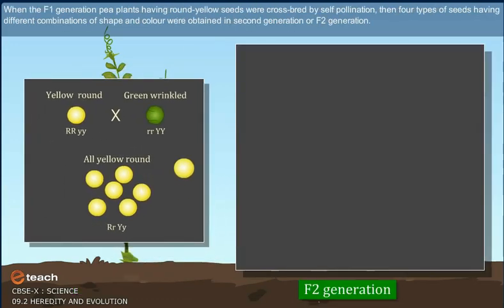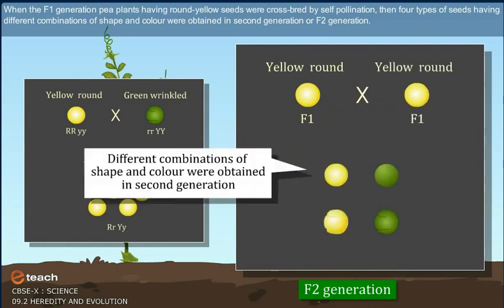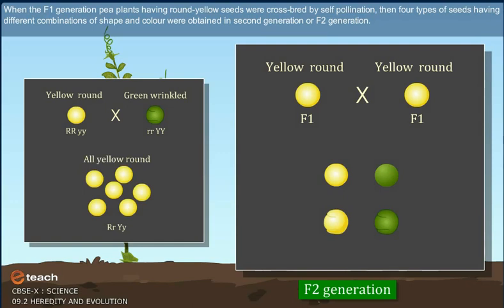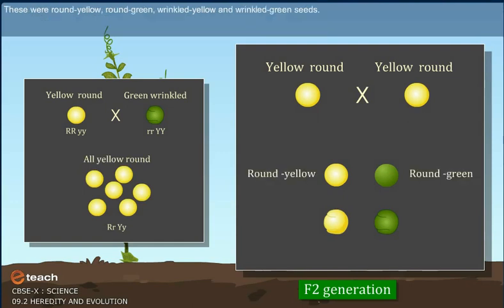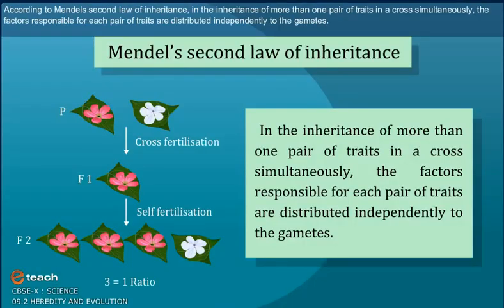When the F1 generation pea plants having round yellow seeds were crossbred by self-pollination, then 4 types of seeds having different combinations of shape and color were obtained in second generation or F2 generation. These were round yellow, round green, wrinkled yellow, and wrinkled green seeds. According to Mendel's second law of inheritance, in the inheritance of more than one pair of traits in a cross simultaneously, the factors responsible for each pair of traits are distributed independently to the gamete.